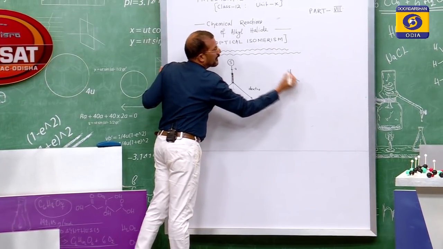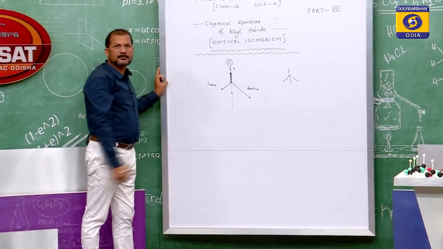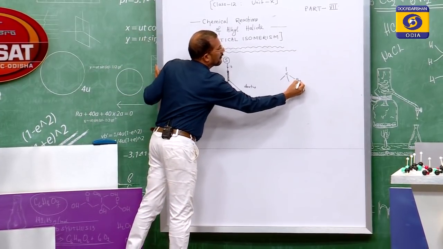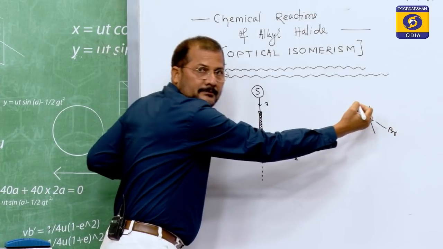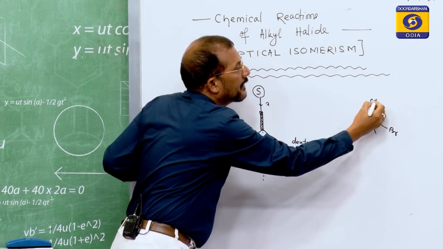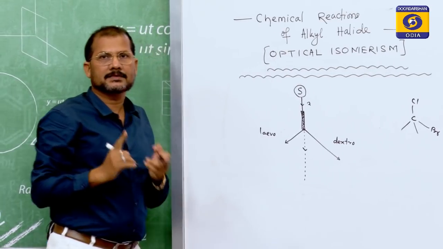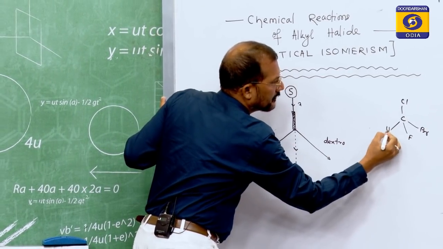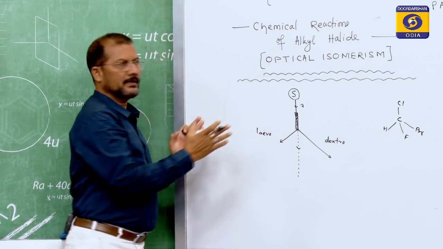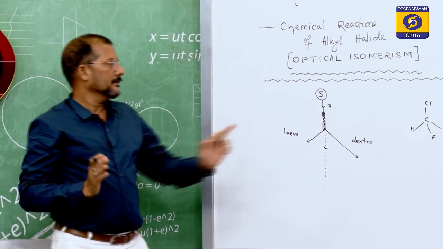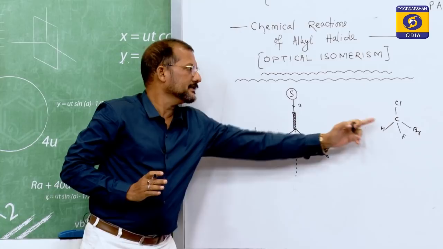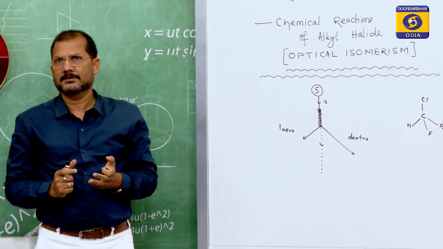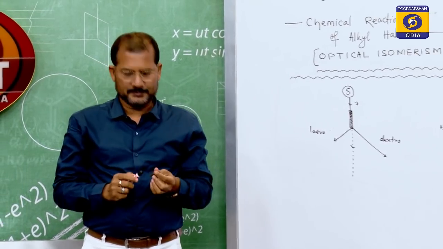I have shown a molecule where one carbon atom is there, and there is a bromine atom, a chlorine atom, a fluorine atom, and a hydrogen atom. So, I have shown on this screen this type of organic compound which produces an optical phenomenon. That is why the name optical isomerism.